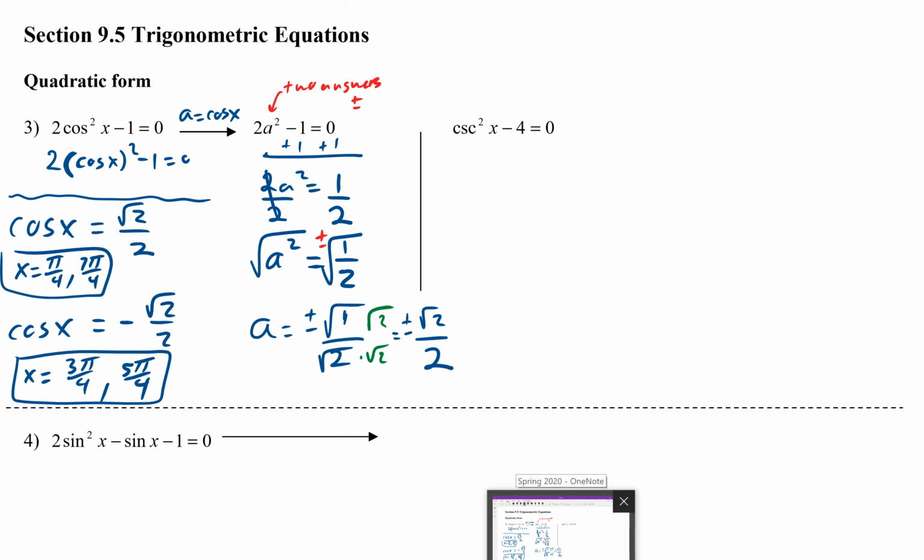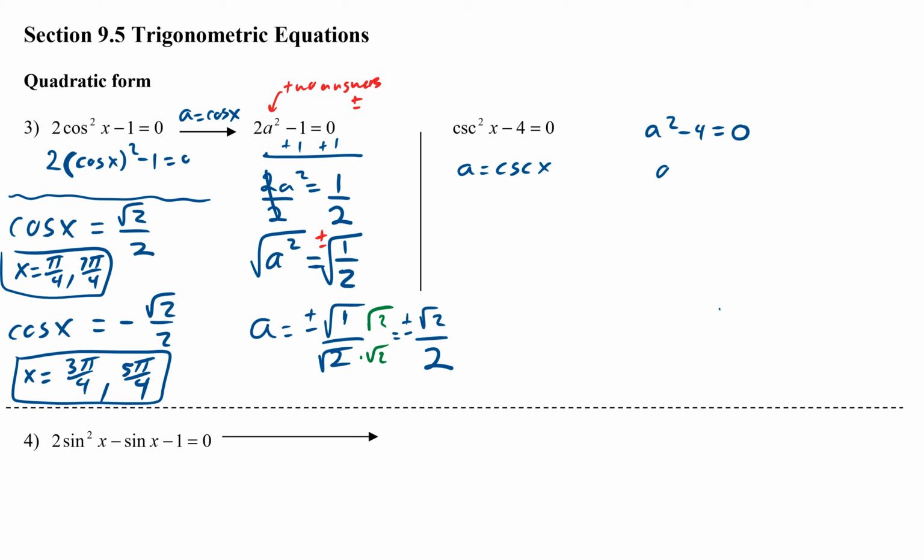All right, let's try another. So now with cosecant, we do the same thing. We would now say a is equal to cosecant, and we would solve. So a squared minus 4 equals 0. Solving for this, we get a squared equals 4, square root. So a equals plus or minus 2. And then we rewrite it back in there. So cosecant x is equal to 2, and cosecant x is equal to negative 2.